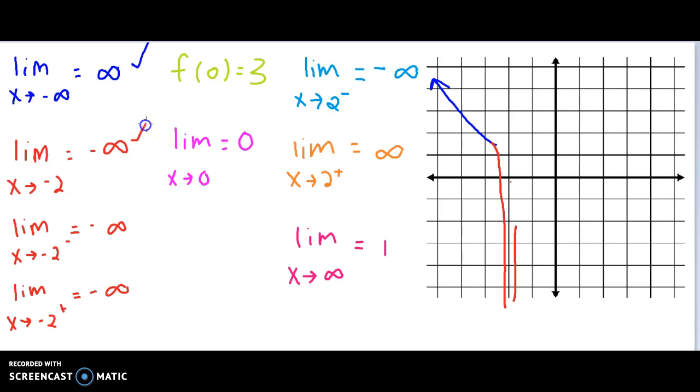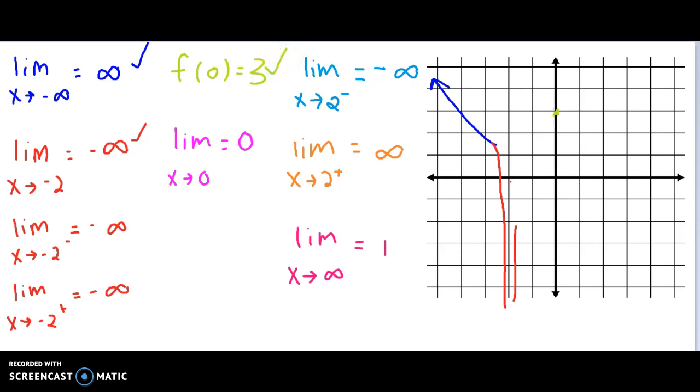Next, we have a function value, so we have f of 0 equals 3. This is just an ordered pair, so at x equals 0, our y value is 3. So you can draw a closed dot right there.